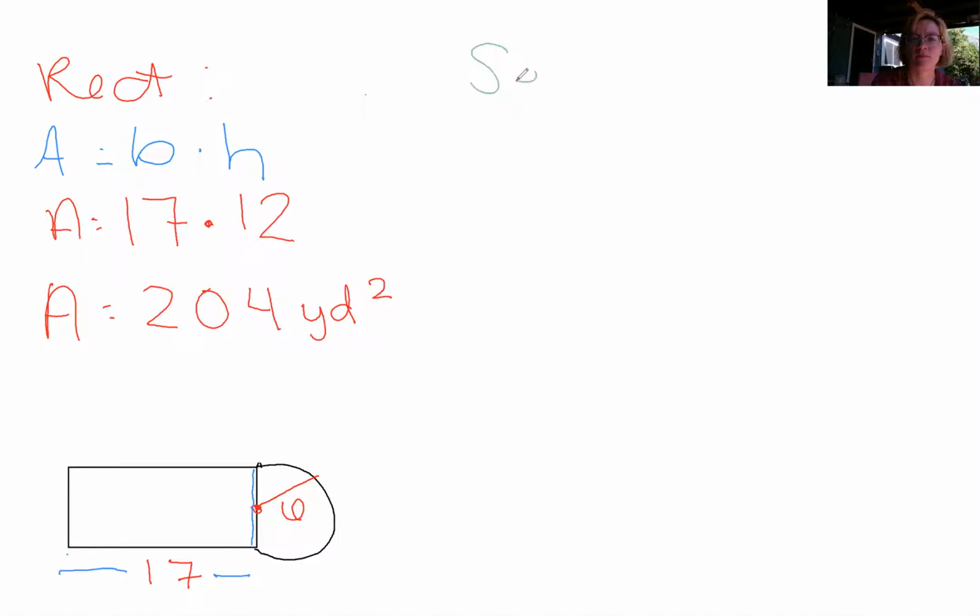Now that we found the area of our rectangle, we need to find the area of our semicircle, okay? And a semicircle, if you remember from a few weeks ago, is just half of a circle.